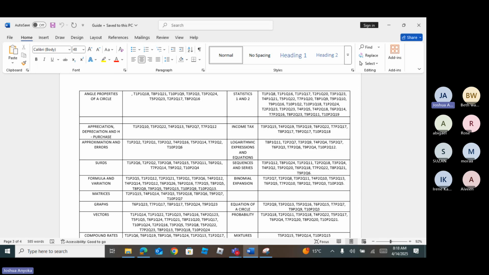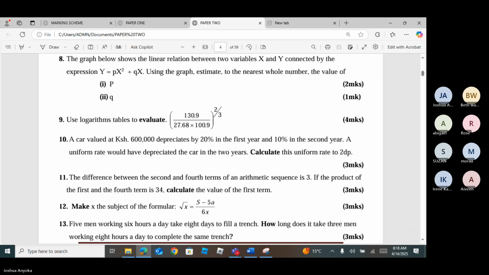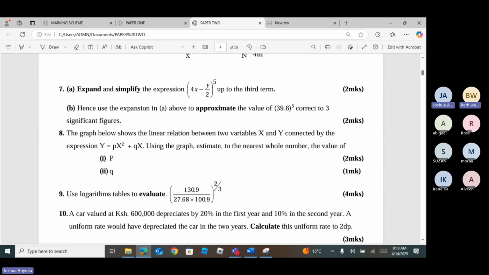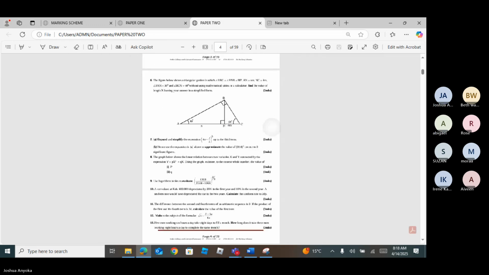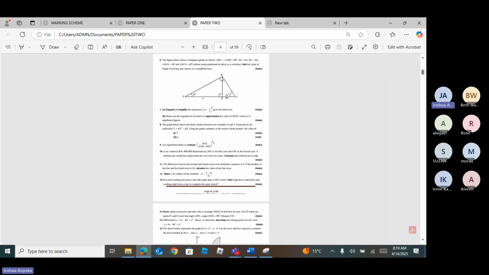So test paper number 1. Mine is here. Trial 1, Paper 2, question 7. Expand and simplify the expression (4x minus y over 2) raised to power 5. You are going to give me the coefficients of 5. So somebody should be checking on the coefficients of 5.